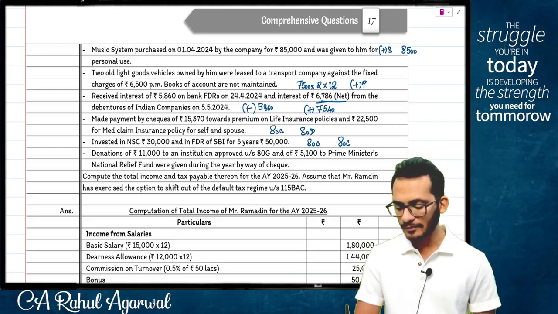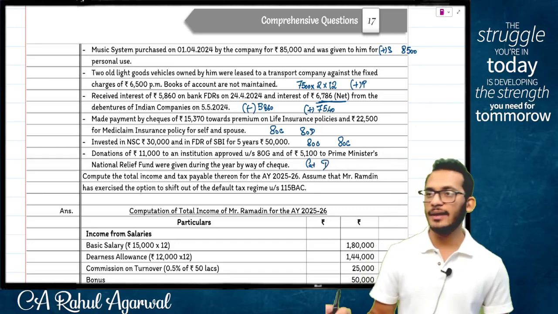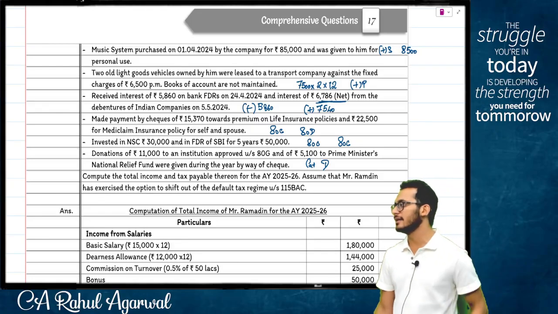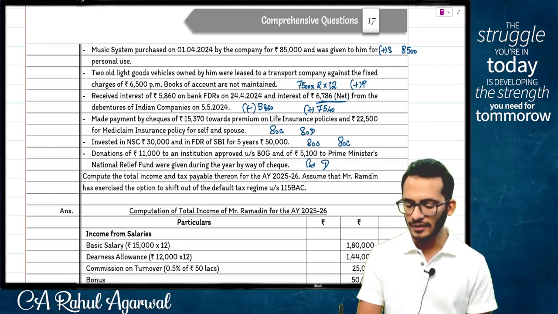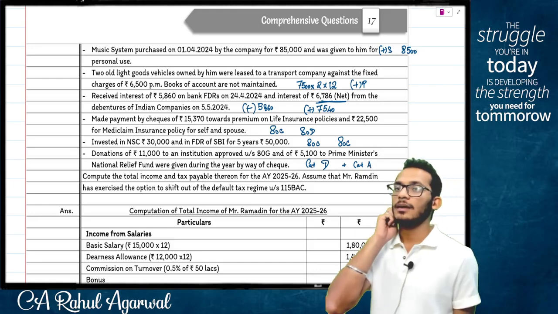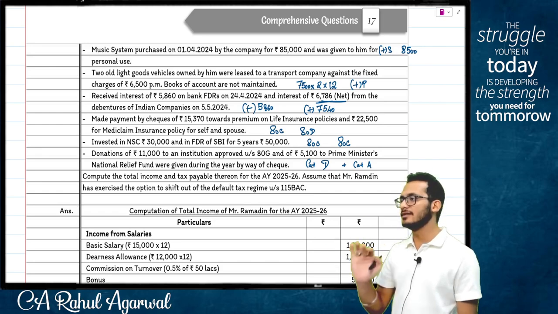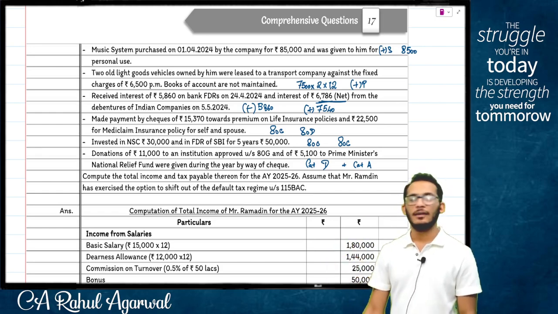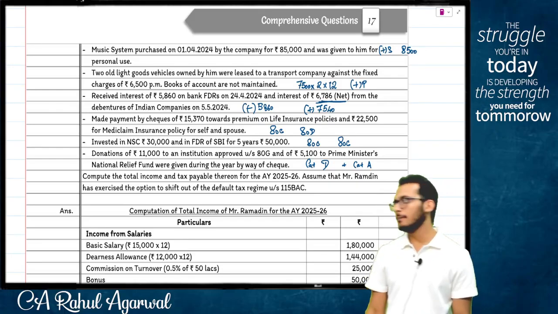People, category number A. Category number D, charitable trust, is D. And 5,100 to Prime Minister National Relief Fund, category A. People, now there is a problem because A has no limits, but D has 10% of adjusted total income.